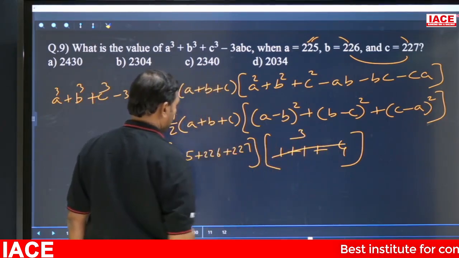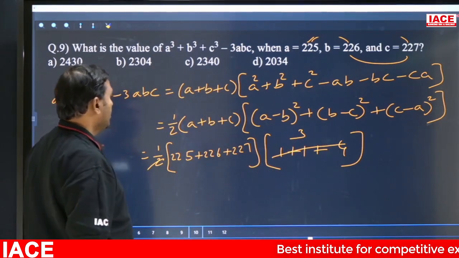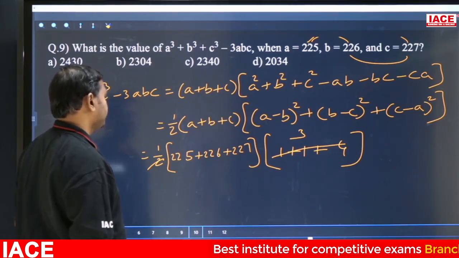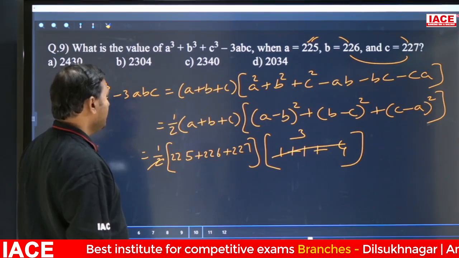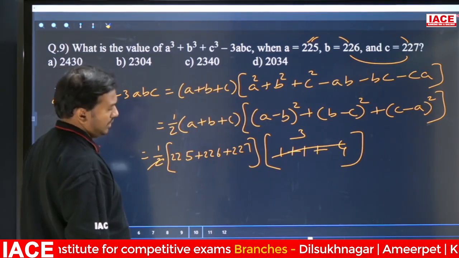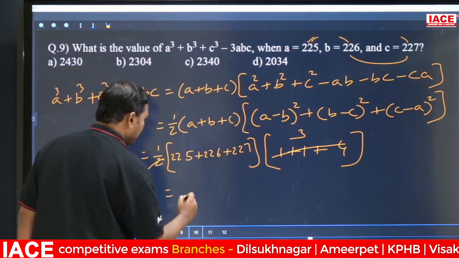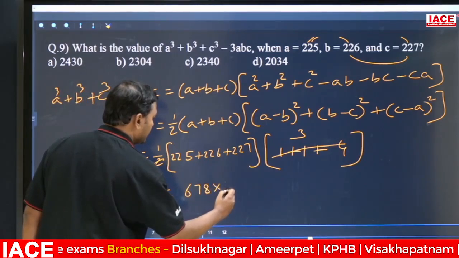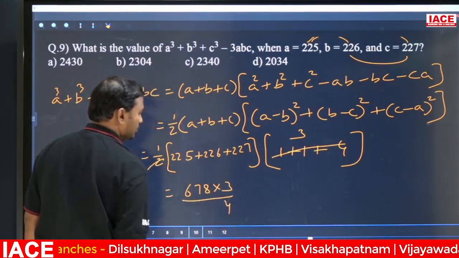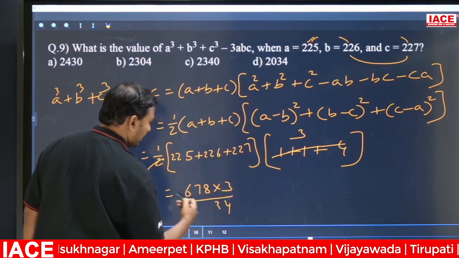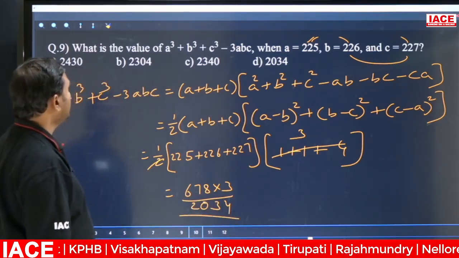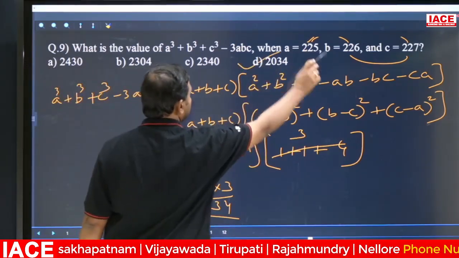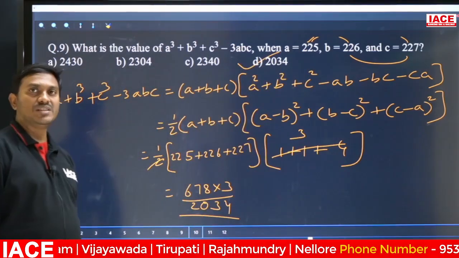So 3's, right? Add 225, 225, 225. 600, 675, 675 plus 3. So 678, 678 into 3, 3 8's 24, 2, 21, 3, right, 20. So 2034. So 2034 is the right answer. So option D is the right answer. Option D is the right answer.